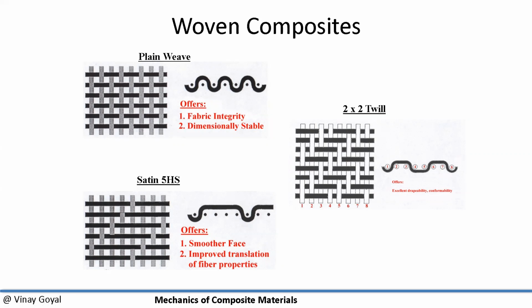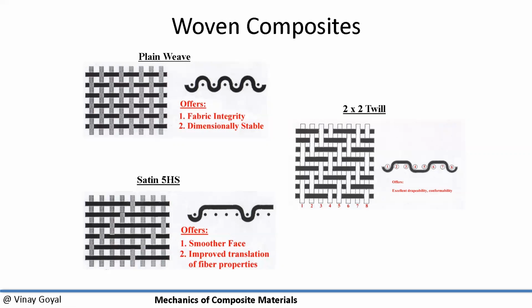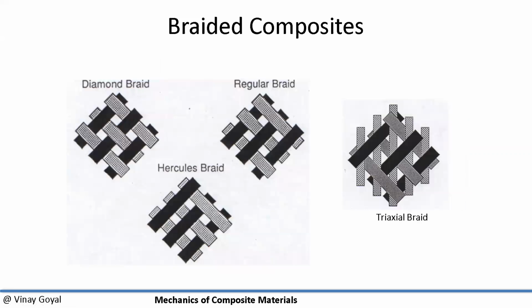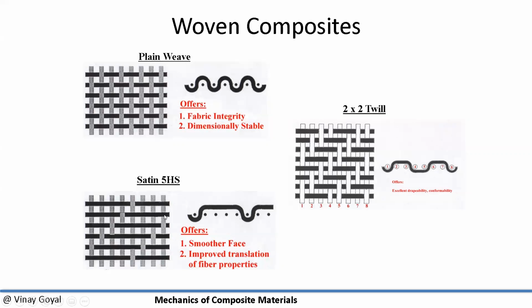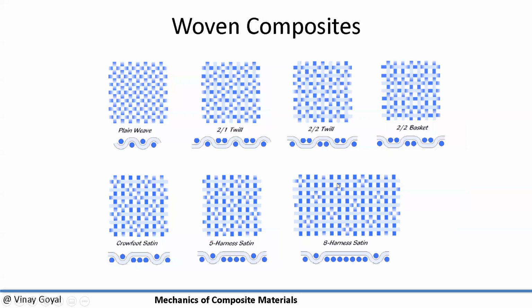If I give you a piece of composite, you can tell if it's a plain weave versus a satin harness. You can see from the surface finish. This is going to have a way smoother surface finish compared to a plain weave, for example. More rough there. Braided composites: you have diamond braid, you have regular braid, you have Hercules braid, you have tri-axial braid. So you can have various braided types of composites being considered.